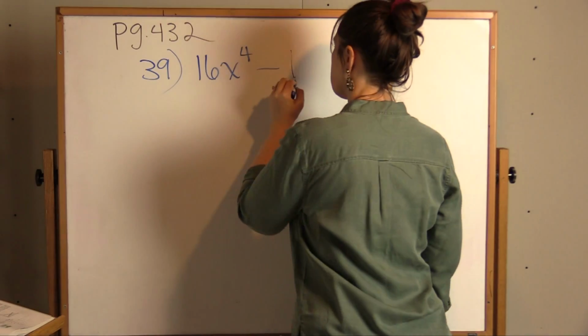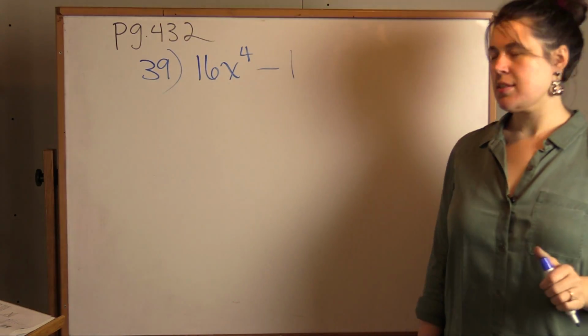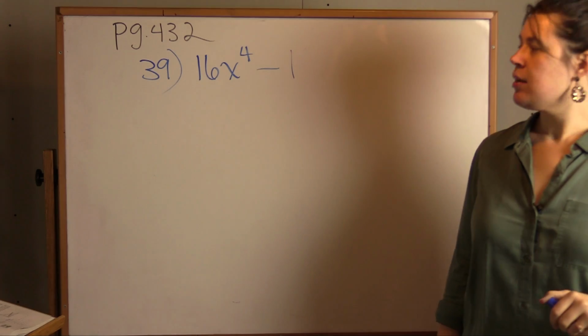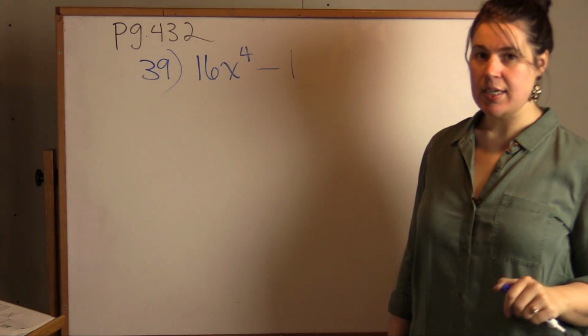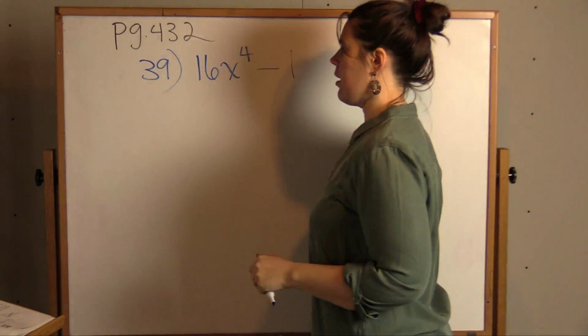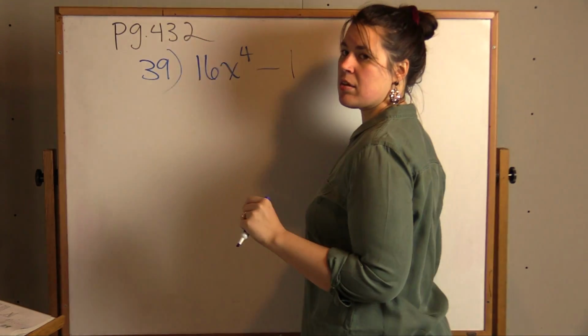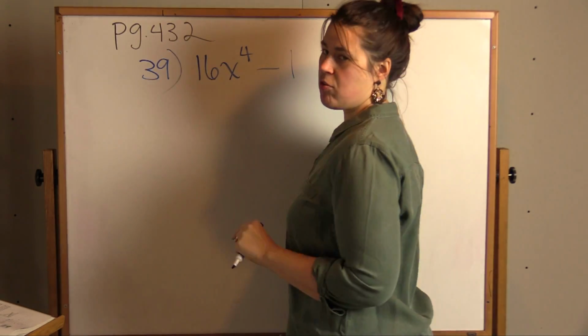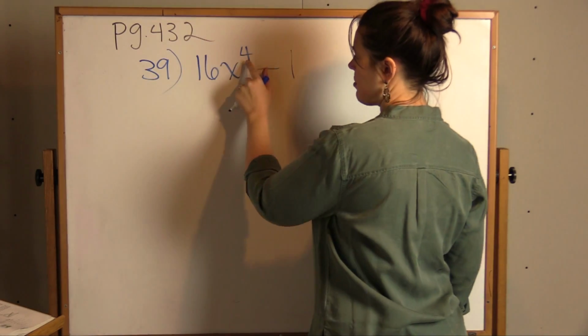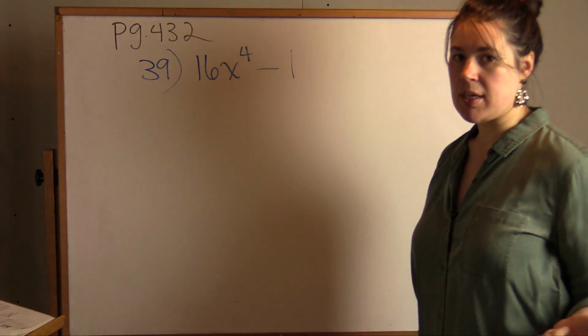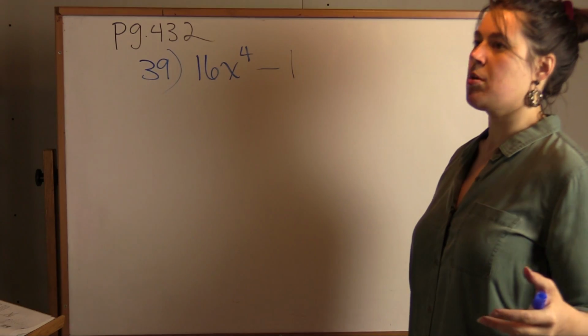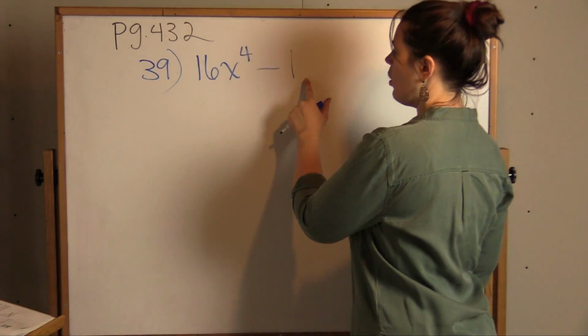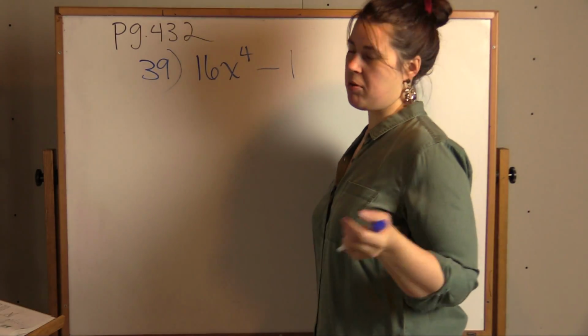All right, so what do you notice about this one? Obviously, it's not a cube like we just had, but it is a perfect square minus a perfect square. 16 is a perfect square. X to the fourth. Remember I said all it has to be on the variable is even. It can be any number. It can be a large number. It just has to be even. And 1, 1 times 1 is 1, so that's a perfect square.